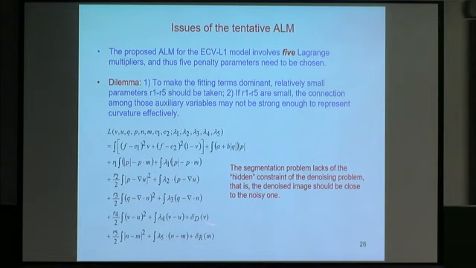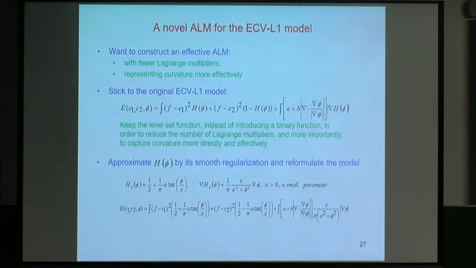So this is different from the denoising problem. In denoising, the denoised image is always close to the given image f. But for segmentation, the curve could be in whatever place. There is no such strict constraint. So that's why we try to think about using a new augmented Lagrangian method. So what is our goal? Because we are sick of using too many penalty parameters, our goal is to use a few. So few Lagrangian multipliers, and we also try to represent the curvature more reliably and effectively.